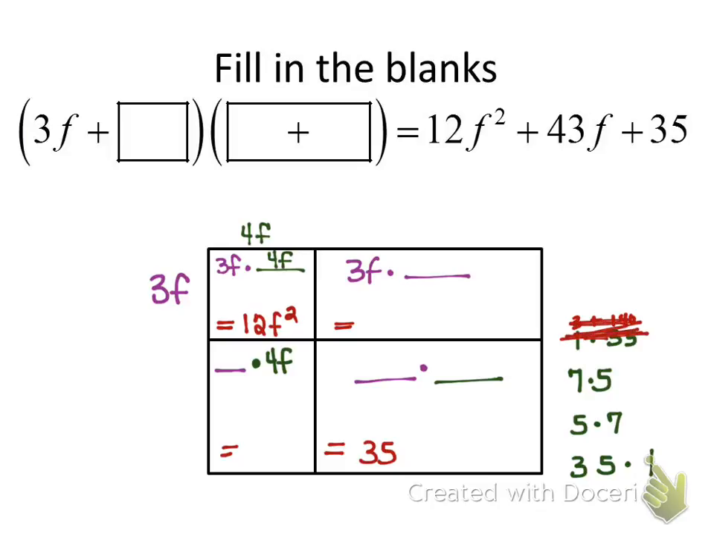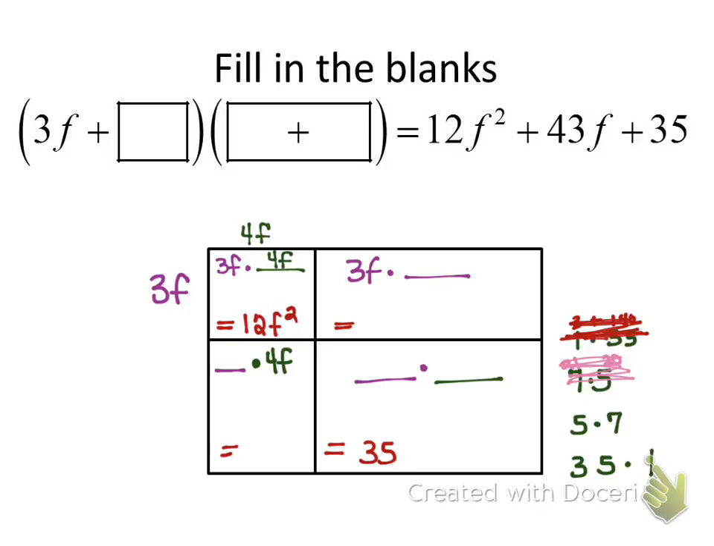So let's move to our next one. I'm going to use 7 and 5. The first time I'm going to take 3 times 7 and get 21. Then I'm going to take 4 times 5 and get 20. Okay, 21 and 20. Does that equal 43? No, it doesn't work.